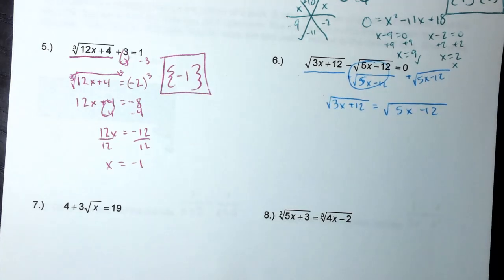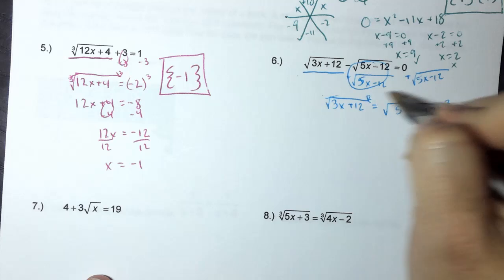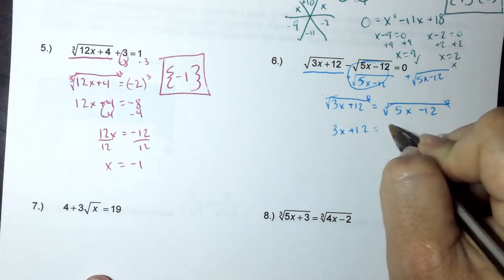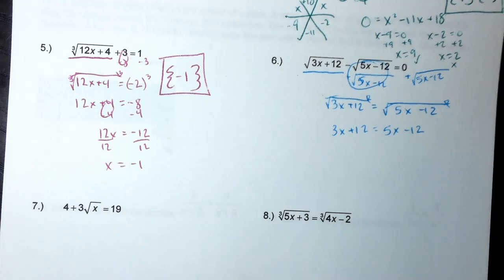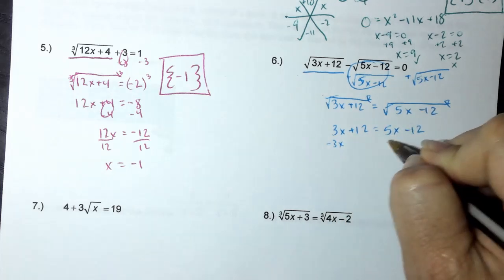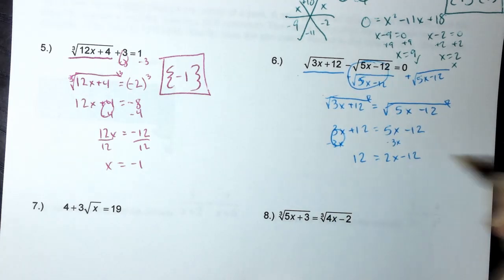Well, now that I have them both by themselves, how to get rid of a square root? You square it. If I square this side and this side, it just cancels both of the radicals. So we're left with 3x plus 12 equals 5x minus 12. So we like this problem. I like to move my smallest variable first, so minus 3x, and 12 equals 2x minus 12.